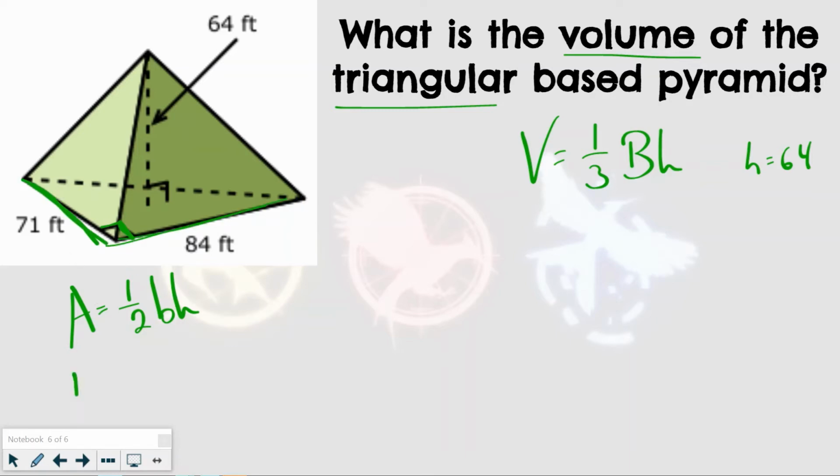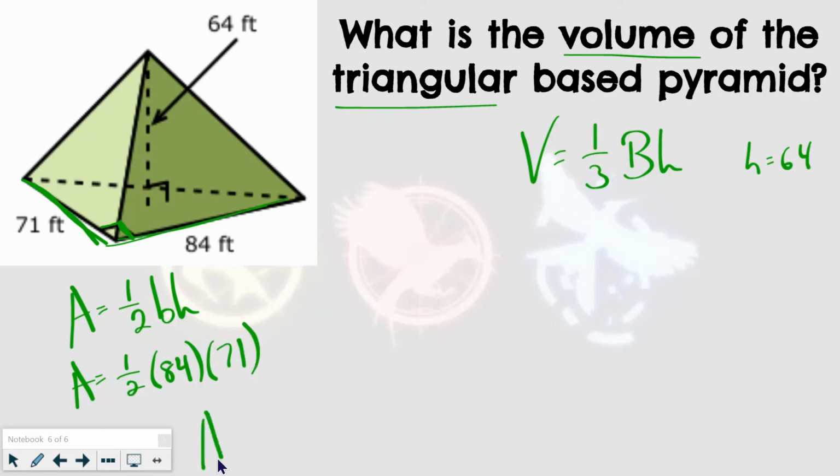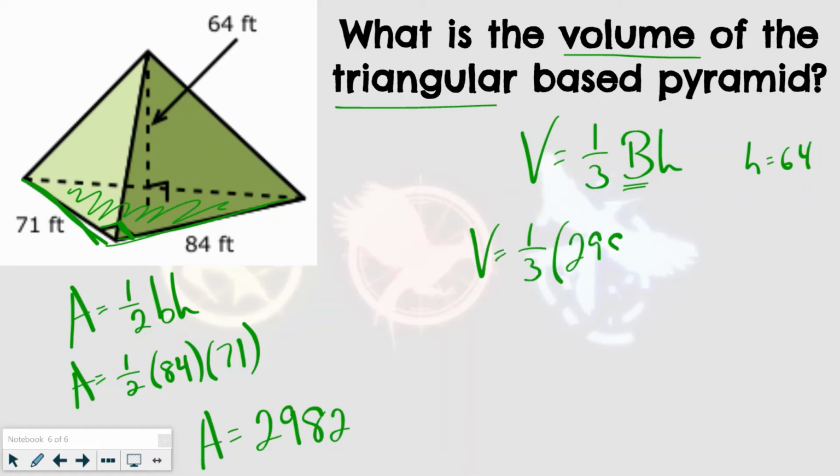So to find the area of the base, we're going to do 1/2. I'm going to call the 84 the base of that triangle, and the 71 the height of that triangle. So we multiply those together and find that the area of the triangle on the bottom, the area of the base, is 2,982. That is going to fill in for this capital B here. The volume is 1/3 the area of the base, which is the area of that triangle, 2,982, times the height, which is 64.